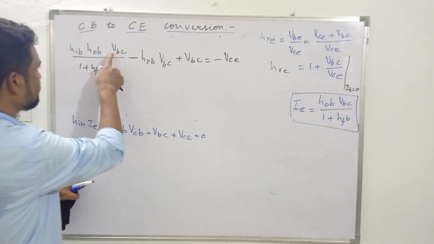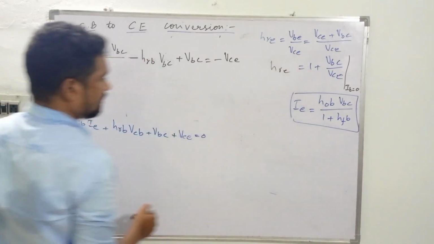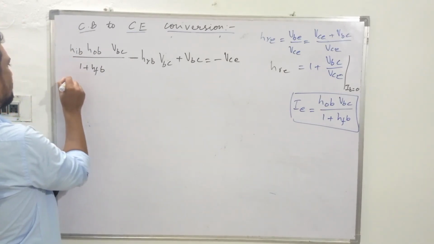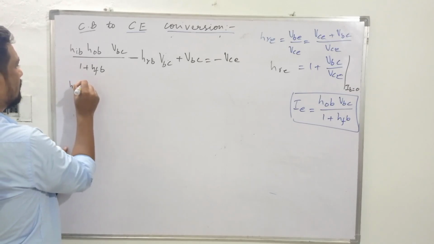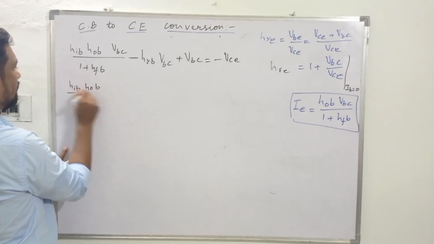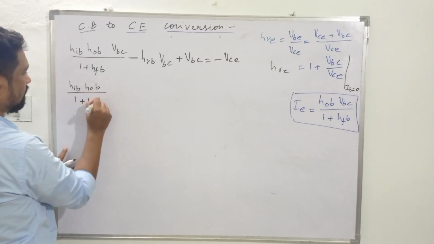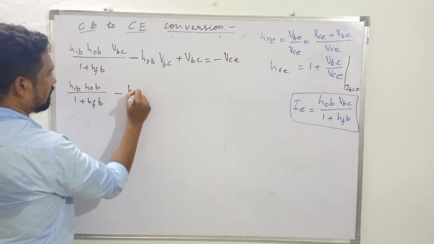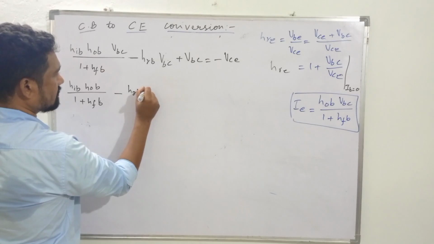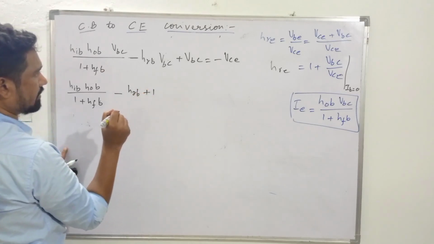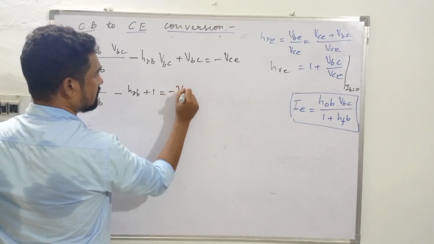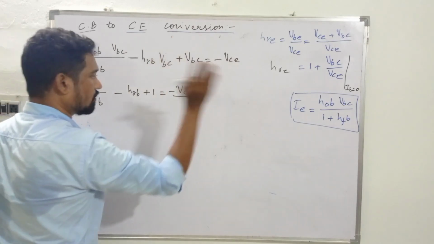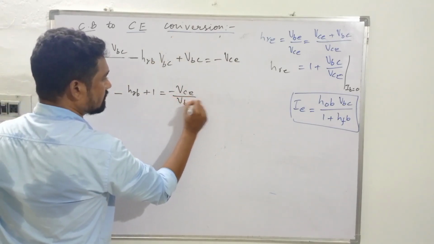All right, now we have VBC over here, VC. Then we can go for that one. We can evaluate that one. Just rearranging this one, what do we have? HIB, HOB upon 1 plus HFB minus HRB plus 1, right? Which is equal to minus VCE by VBC. VBC is common from all the terms, and doing that side it will be VBC.